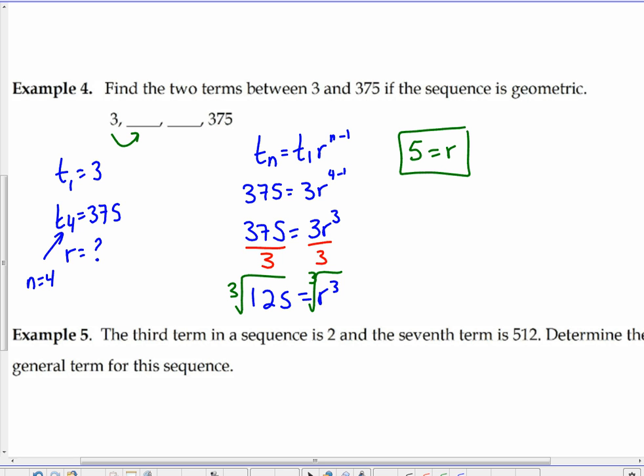And if that works out, is that right? Yeah? 3 times 5 is 15. 15 times 5? 75. And then 75 times 5? 375. Then we're good. Okay? Are you still with me? Even though we're flying? Yeah? Okay.